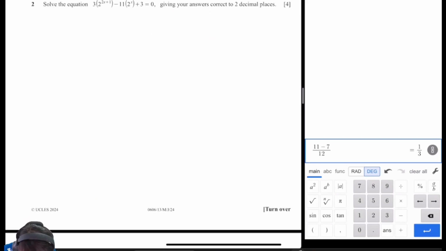So question number 2: solve the equation 3 bracket 2 to the power of 2x plus 1 close bracket, minus 11 bracket 2 to the power of x plus 3 is equal to 0. Give your answers correct to 2 decimal places. So how are we going to solve these questions? Before we do anything, just have a look at this.